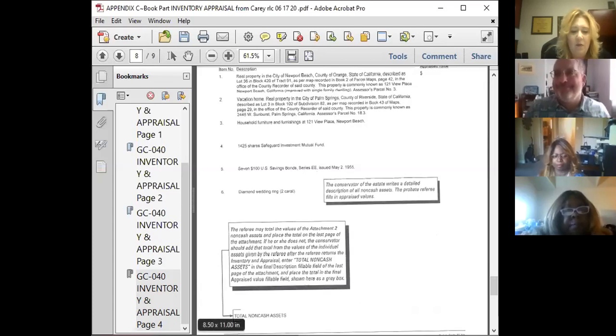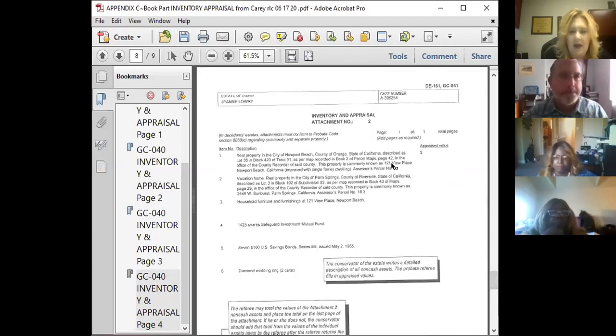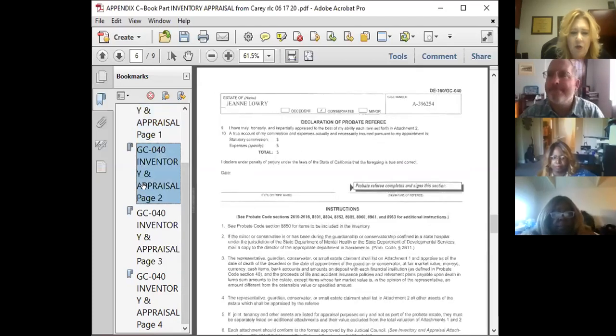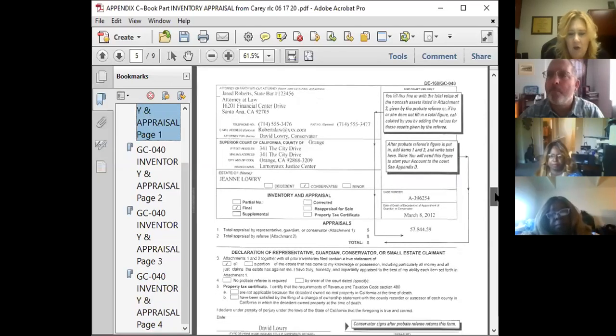At the very bottom where it says total non-cash assets, this will be left blank. That's not for you to be responsible for. Once you've completed this page and the top portion, you leave this blank because you will send this form, page 2, and actually all the pages I like to send, along with this attachment to a probate referee. But we'll get into that a little bit more as we go down the form.